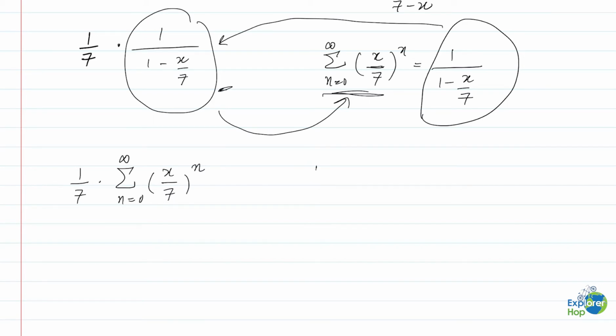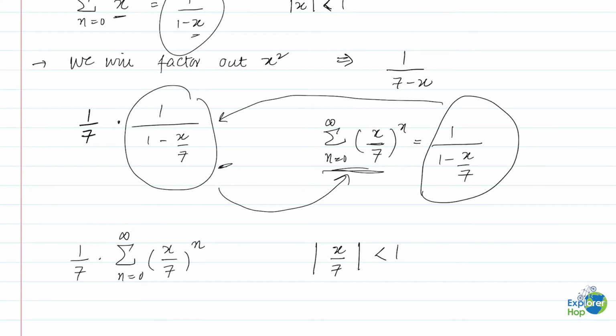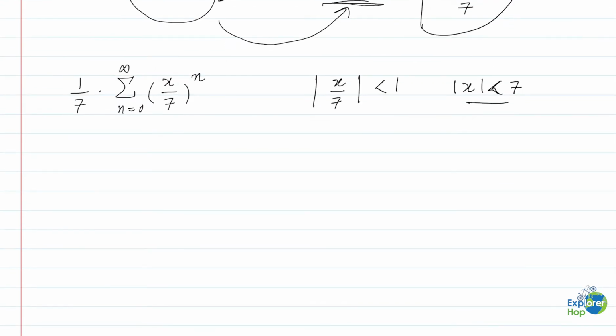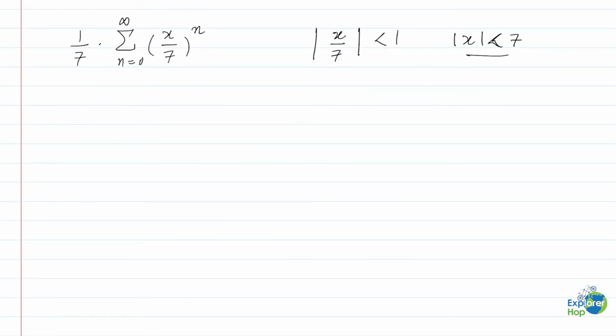We need to mention here the radius of convergence. Because we replaced x with x over 7, we also need to replace x here with x over 7. So we can also write it as the absolute value of x is less than 7. So now the radius of convergence is 7. Anyways, moving on. We can further simplify this as the summation n equals 0 to infinity of x to the power n over 7 to the power n plus 1.